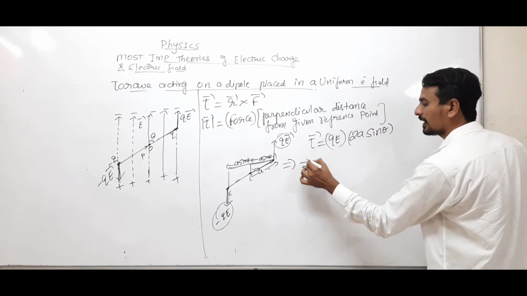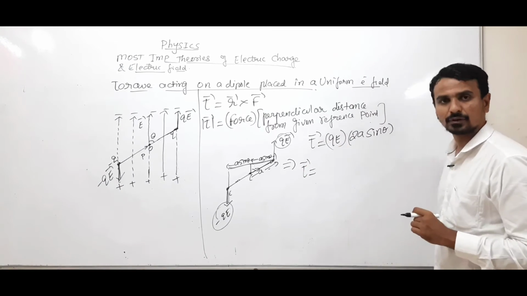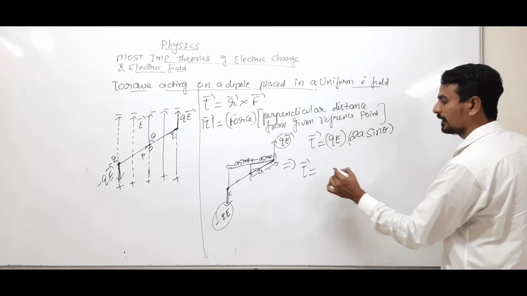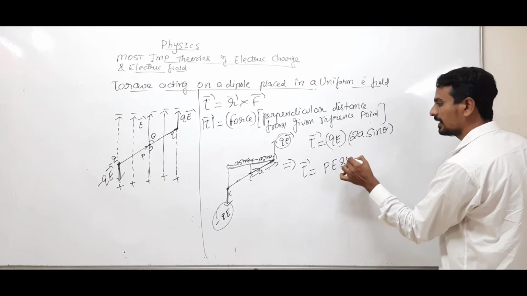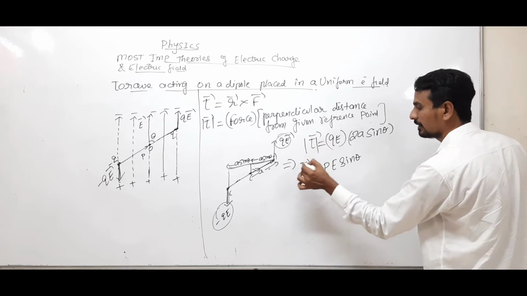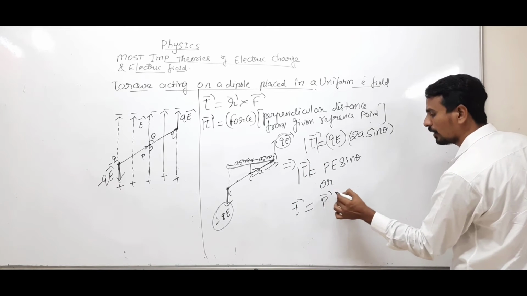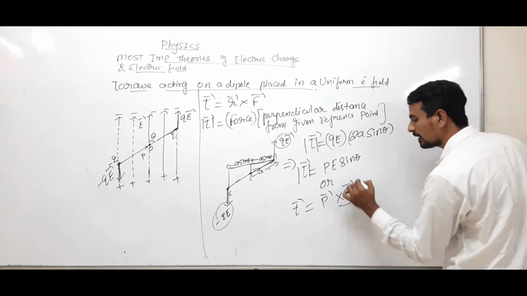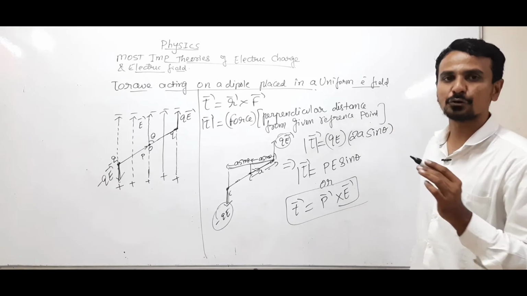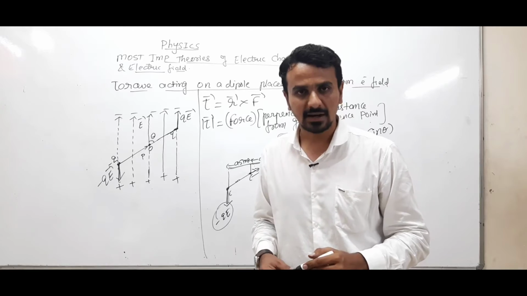Fine. So torque is finally, what is Q into 2A? Q into 2A is P. So it is PE sin theta magnitude wise, or it can be written as P cross E. This is the torque acting on a dipole placed in a uniform electric field, right?